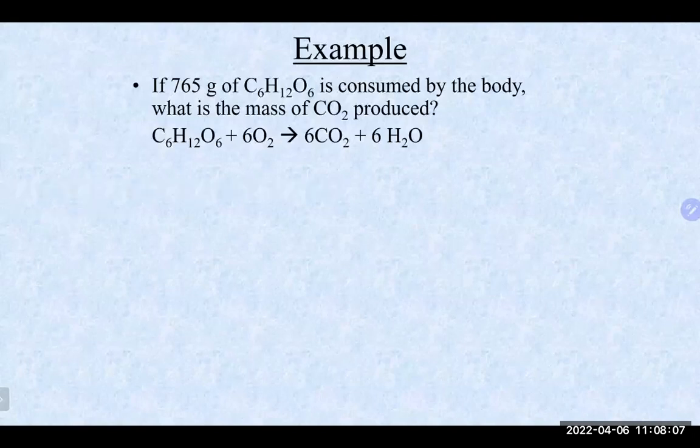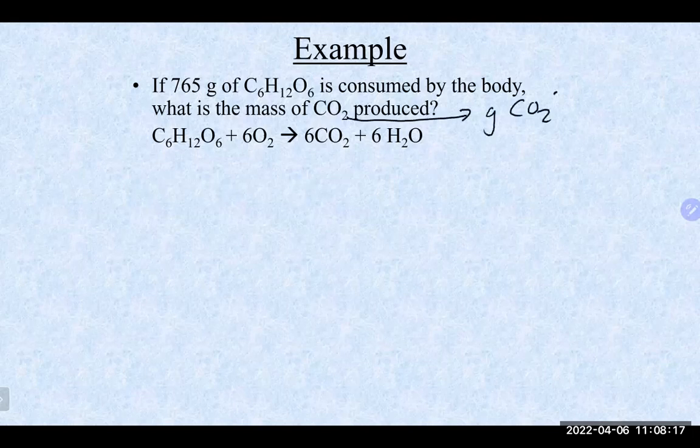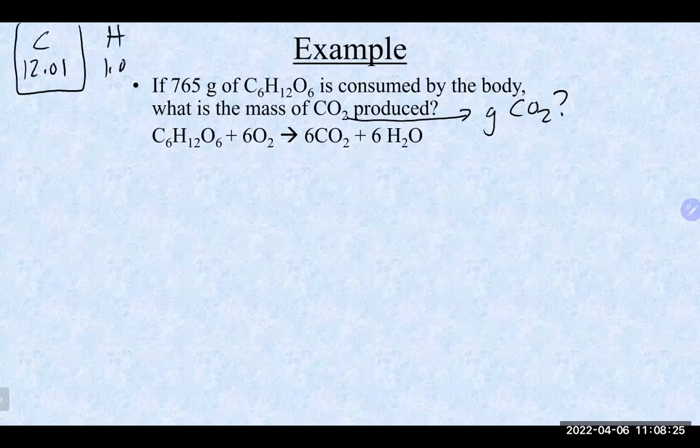If 765 grams of C6H12O6 is consumed by the body, what is the mass of CO2 produced? So how many grams of CO2 is what we're looking for? And I'll give you some numbers here. Carbon is 12.01 there on the periodic table. Hydrogen, 1.008. And oxygen is 16.